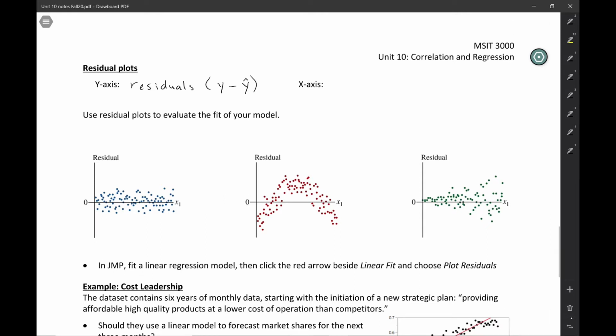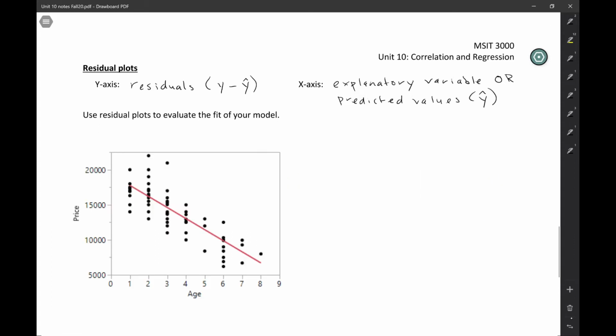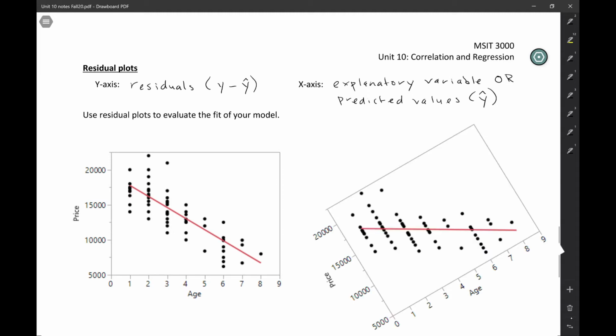And then on the x-axis, there's a couple different options. One is just to use the explanatory variable, so put your regular x variable on the x-axis, or another option is to do the predicted values on the x-axis. So that's your y-hat values. And either way, you're really looking for the same thing. Basically, you can think of it like taking your scatter plot and turning it so that your prediction line becomes the x-axis, right? Because all of your points that are above the line are positive residuals, so they're going to be positive on your new plot. All the points that were below the line have negative residuals, so they're going to be negative on your new plot.